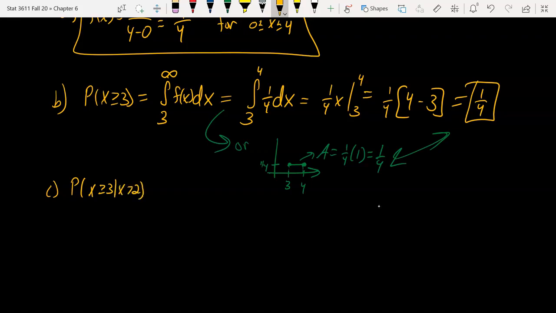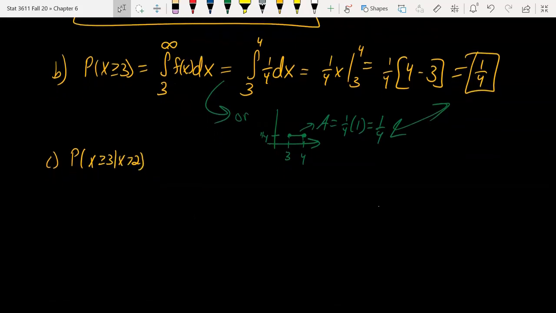There's a couple ways you can go about doing this. One of them is just to use the strict definition of conditional probability, right? So what does this mean in terms of conditional probability? This is the probability of the intersection divided by the probability of the given. So this is the probability of the intersection of both events, x greater than or equal to 3, and x greater than 2, divided by the probability that x is greater than 2.